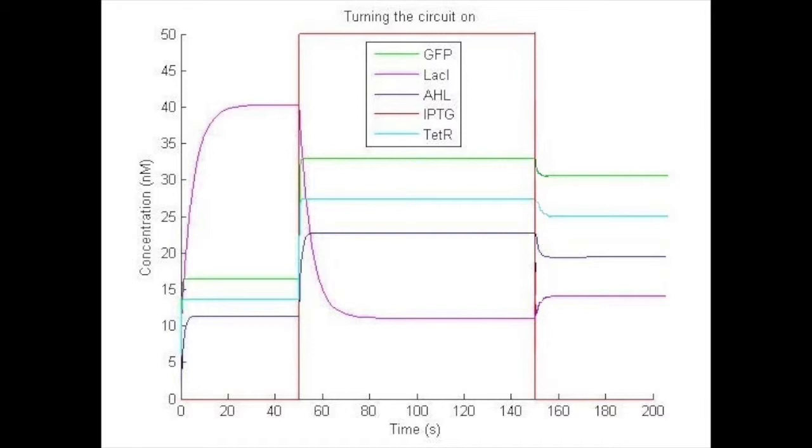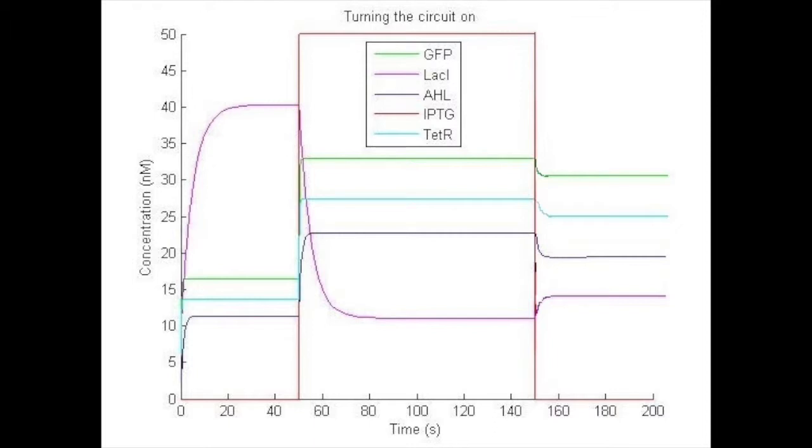Let's begin with the temporal analysis of the single cell. Initially, the cell is turned off, and then, at time 50, a pulse of IPTG is sent through the cell, a pulse of concentration 50 nanomolar. This pulse is then turned off about 100 seconds later. While the cell is in the off state, IPTG, TET-R, AHL, and GFP are low. LAC-I, on the other hand, is high, as it's inhibiting the output of all these proteins.